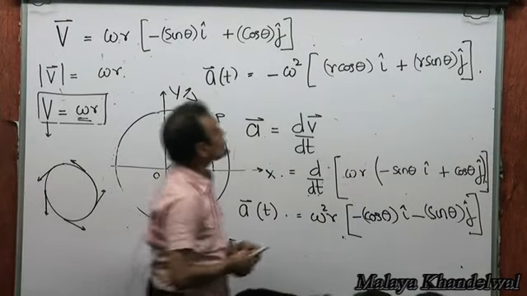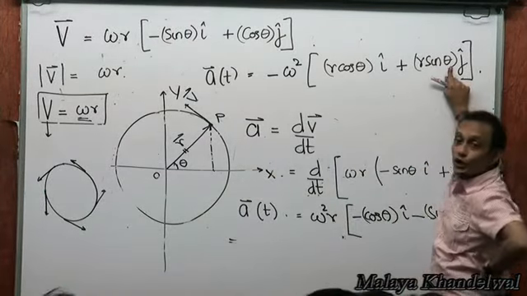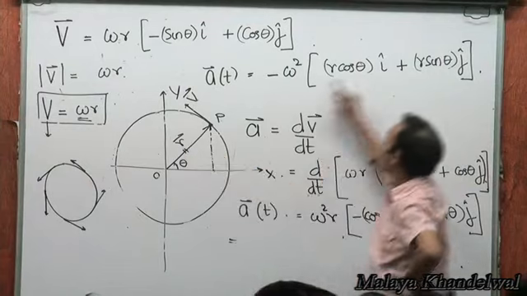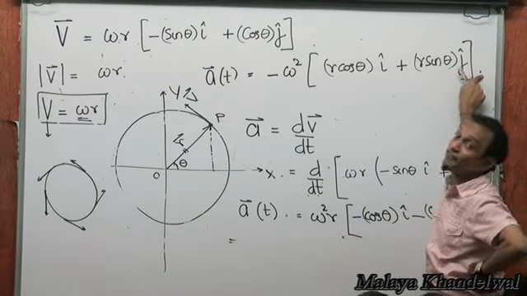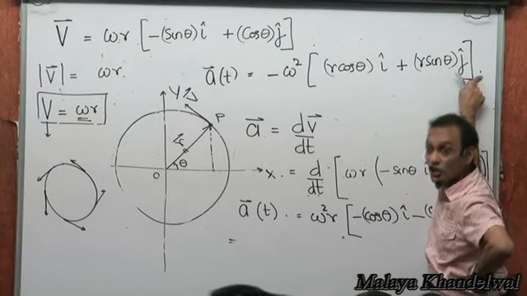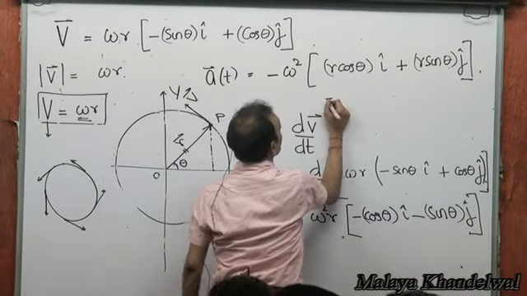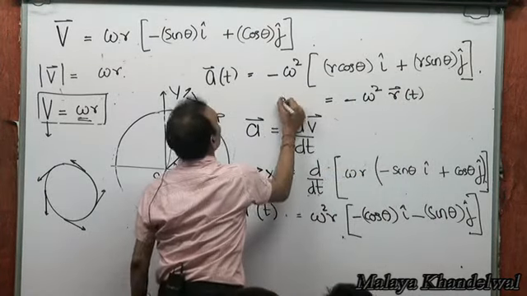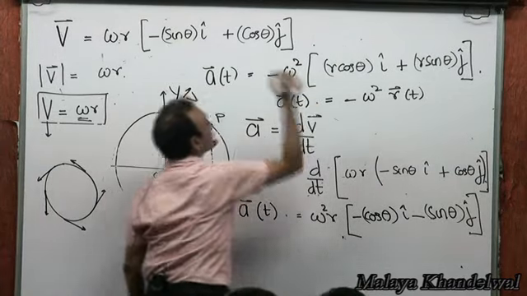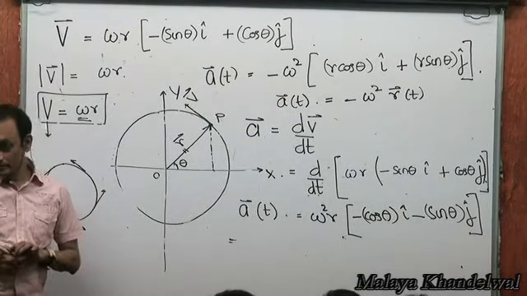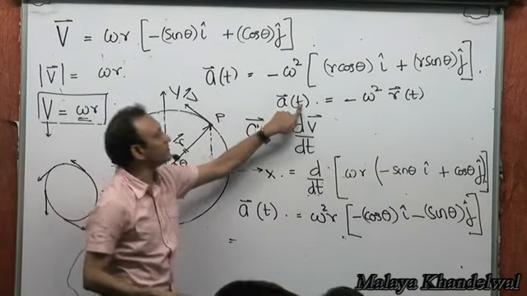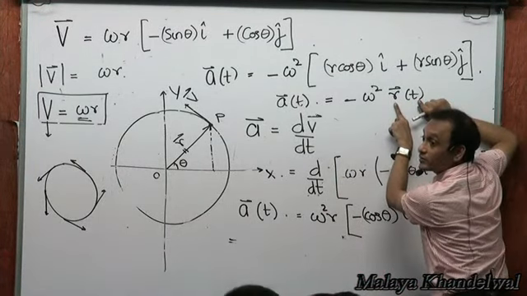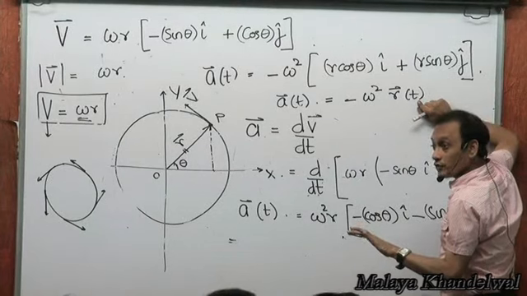Hey, r cos theta i cap plus r sin theta j cap was what? The position vector r of the particle. Yes or no? So the acceleration is minus omega squared r at any given instant of time. That's the acceleration of the particle. How about it? In uniform circular motion, the acceleration at any given instant of time would be minus the square of the angular speed times the position vector of the particle. You know what I'm saying?